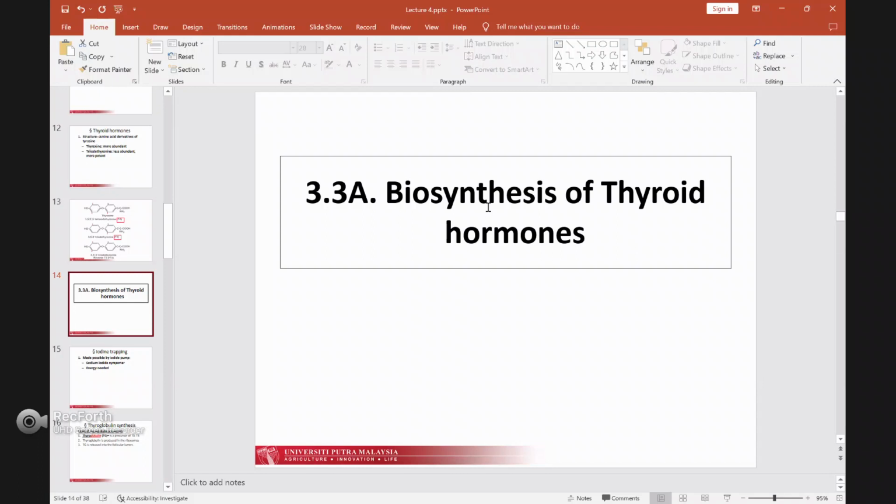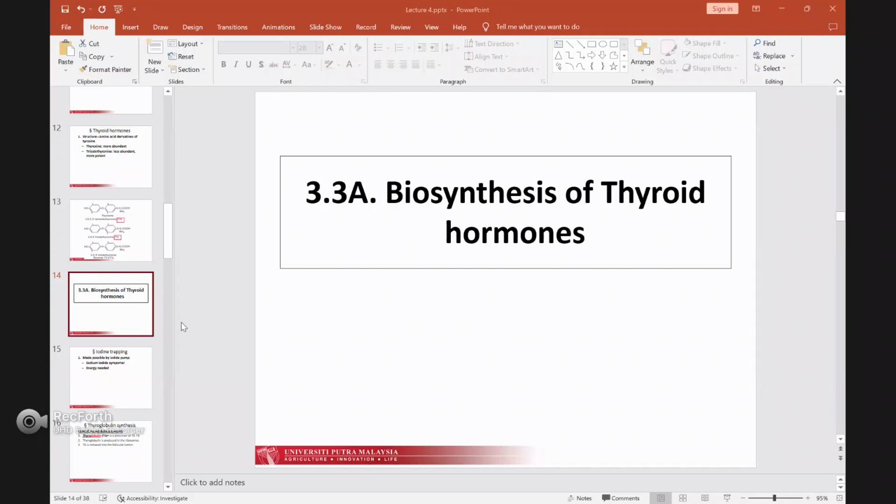Okay, now we continue with the topics. For today, I just have one topic to talk about, which is the biosynthesis of thyroid hormone. After we finish this topic, I think we can continue the class next week, because I have an emergency to attend to. I have to pick up my car at the workshop after this, so maybe I will just cover this topic for today.